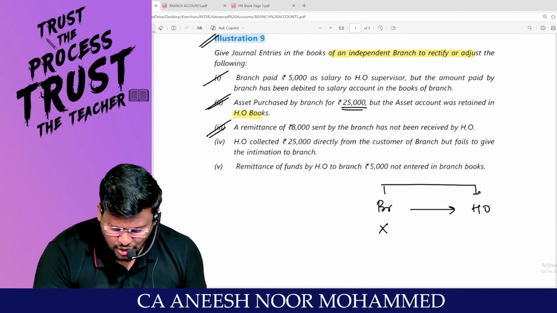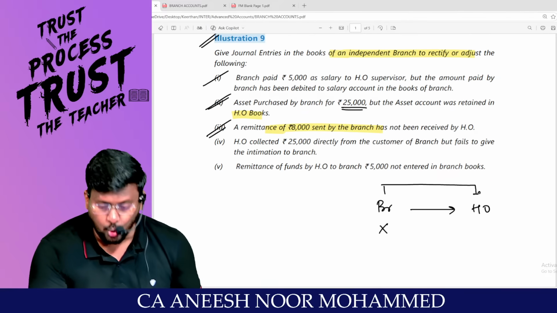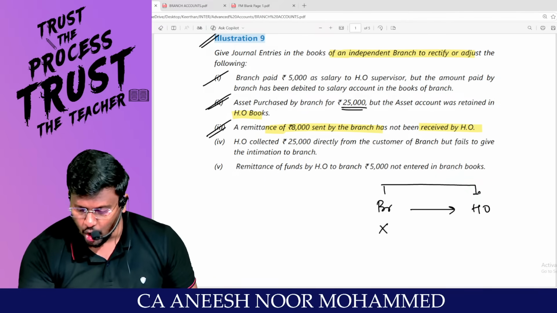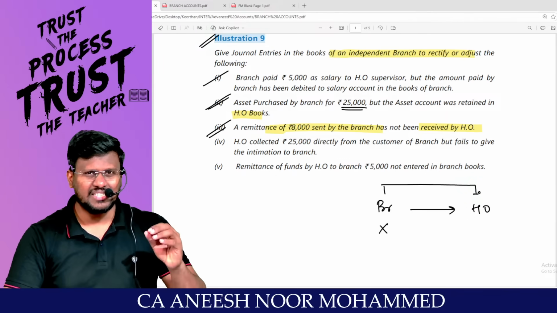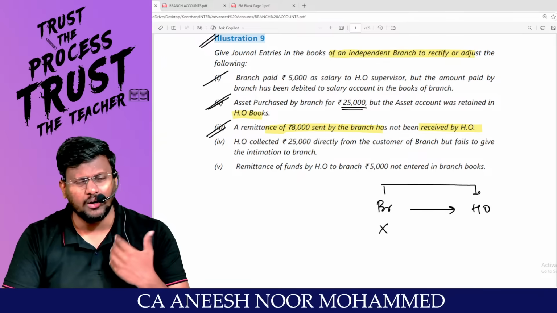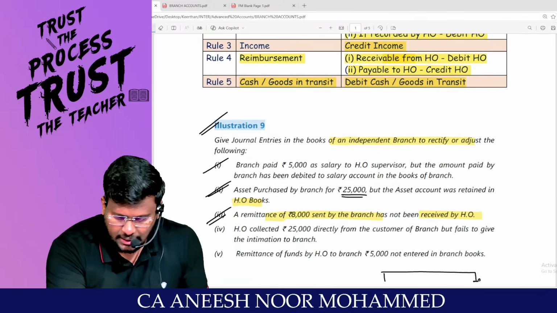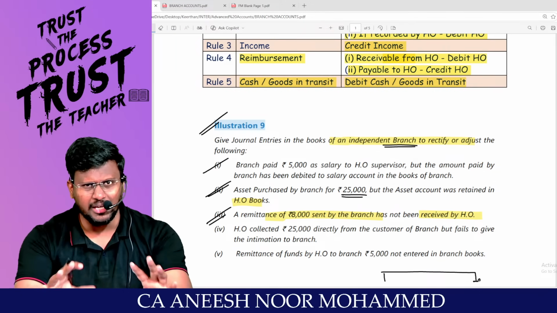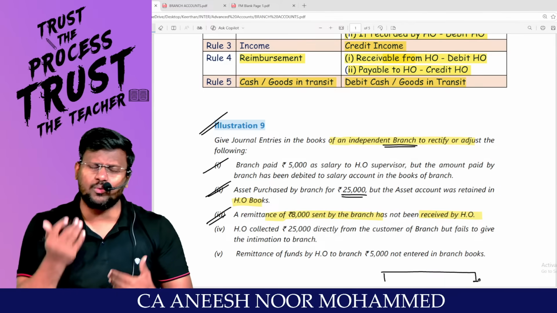A remittance of 8,000 sent by the branch. Who are you? You are the branch. You send the money. Sir, but it has not been received by the head office. Sir, if it has not been received by the head office, at the time of sending we would have already put the journal entry. Sir, in the books of the branch is what we are putting the entry. Have you already sent the money? Yes, at the time of sending itself, we would have put the entry.